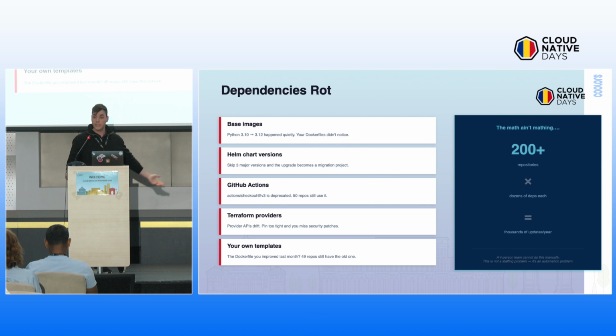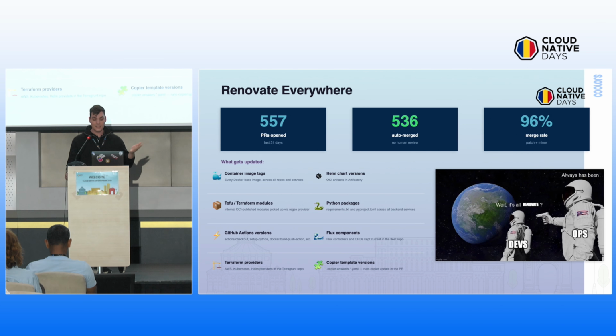Maybe we upgraded Keycloak, and the API is no longer compatible with the provider version that you are using. The problem is that, again, we have over 200 repositories with dozens of dependencies each. So it's simply thousands of updates per year. That's not manageable by such a small team. So we use Renovate, literally everywhere.